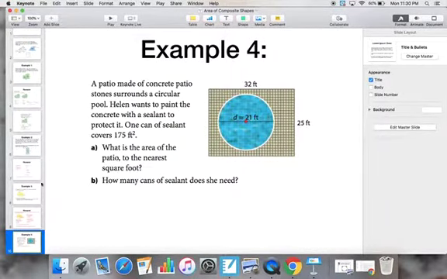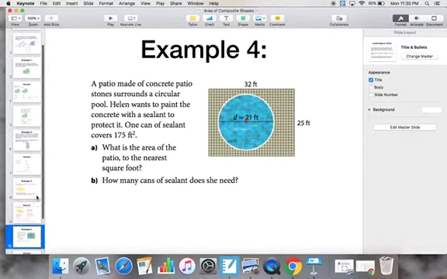All right, and now what we're looking at is that, well, the 1 can of sealant is 175 square feet. So what we would do is we'd take that 453 and divide it by 175. And that would give us a value of 2.59. We'll go back to the board now in a second.